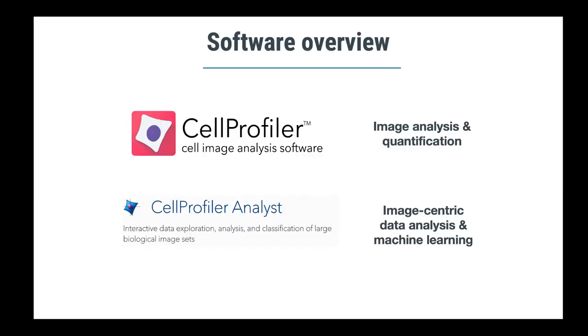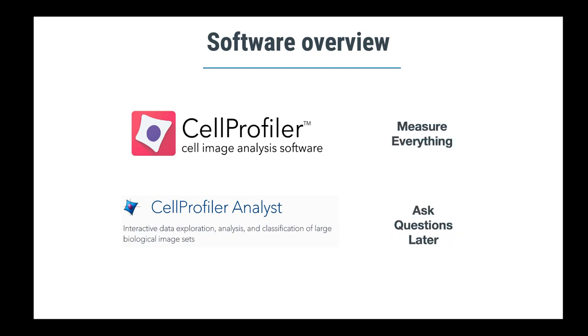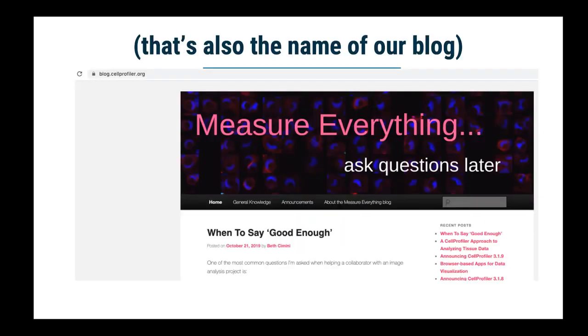So that's why we have both CellProfiler and CellProfiler-Analyst, because we want you to find the objects that you care about in your image, but we want you to then make lots of measurements of them so that you can then potentially have measurements that allow you to find really interesting phenotypes later. This comes back to our lab motto, measure everything and ask questions later. It's also the name of our blog.